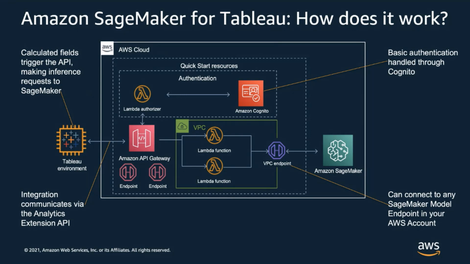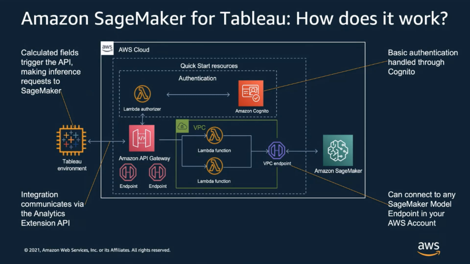After data is sent through the Amazon API Gateway service, it is translated using Lambda functions to the necessary format to invoke your SageMaker endpoints. These things all communicate via a VPC endpoint that is deployed into your account. And basic authentication is handled using Amazon Cognito and a Lambda authorizer through the API Gateway service.